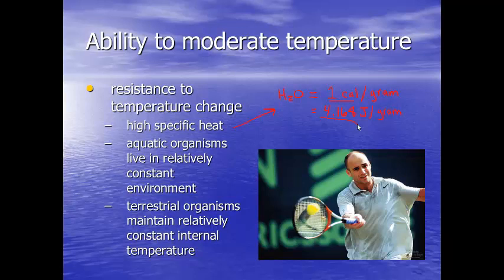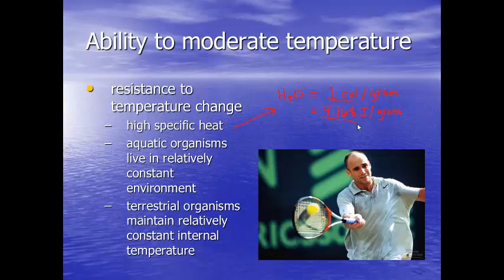3/4 of this planet is made up of water. Most life is contained within aquatic ecosystems. These aquatic ecosystems are extremely stable. They don't go through large temperature changes because water resists temperature change due to its high specific heat.